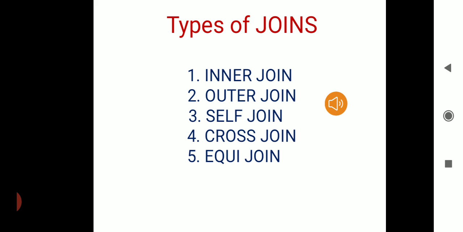These are the different types of joins used in MySQL. The first one is the inner join. The inner join is the simplest and the most commonly used type of join, followed by the outer join, the self join, cross join, and lastly the equi-join.